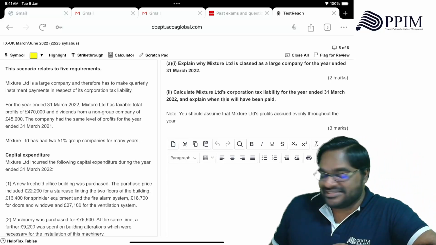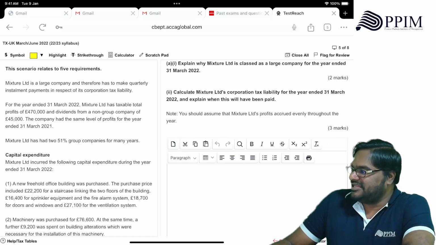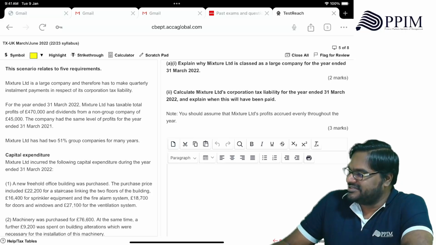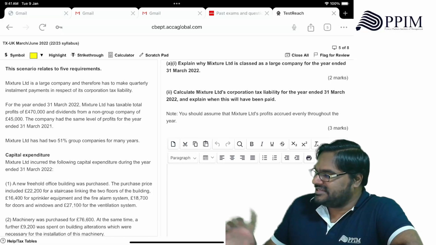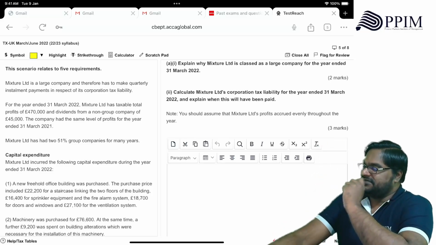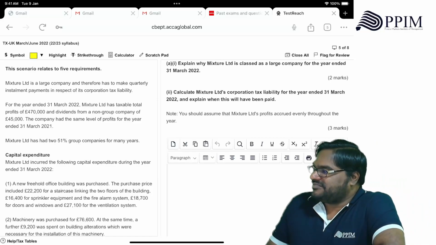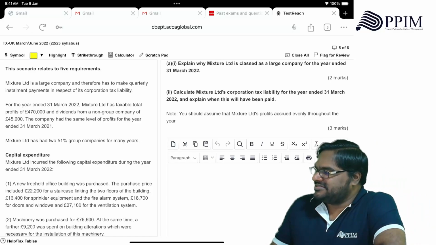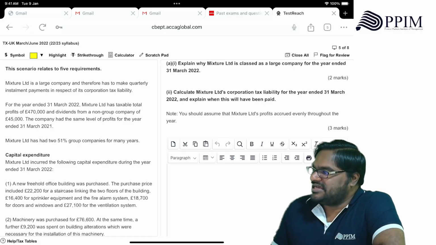Okay, I got some questions, answers online as well. For a large company, augmented profit limit is 1.5 million threshold yearly. Therefore, Mixture company holds 2 subsidiaries with Mixture itself, 3 companies. Therefore, augmented profit limit is 500,000. The company's augmented profit is TTP 470, non-group 45. So the augmented profit is going to be 515,000. Therefore, the current year and the previous year 515,000. So Mixture is a large company.